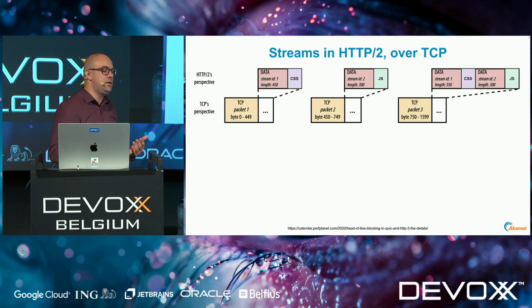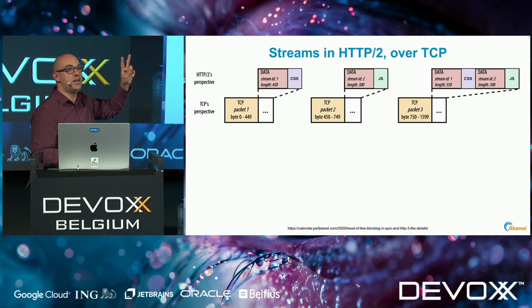Again, TCP was not created with the idea of multiple different resources at the same time. TCP thinks it's just sending one file at once. It sends one byte stream, and every TCP packet carries a certain offset of that byte stream. That's how TCP works. So even though at the HTTP2 level, we now know we actually have 2 streams, 2 files, TCP doesn't know anything about that because it hasn't been updated.